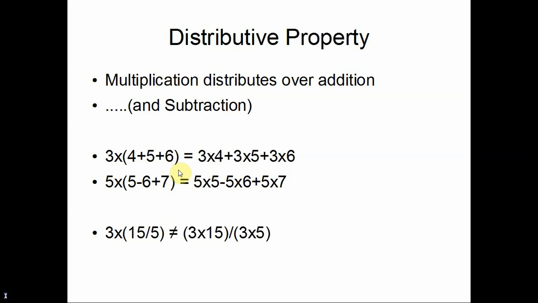Now, if we talk about division, the distributive property holds good only in this case. So you multiply a number by a group of added numbers or a group of added and subtracted numbers, the distributive property holds good. But if you try to multiply with some other operations, it doesn't work out. So it doesn't hold good.